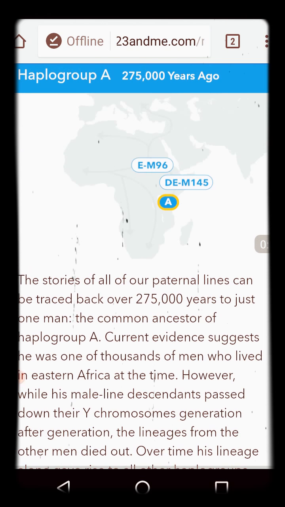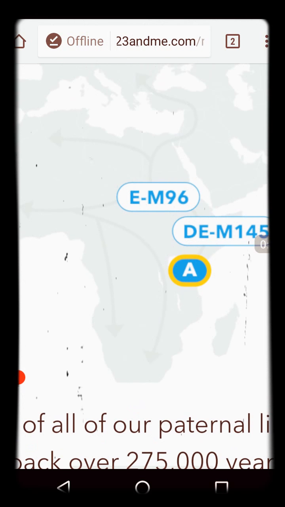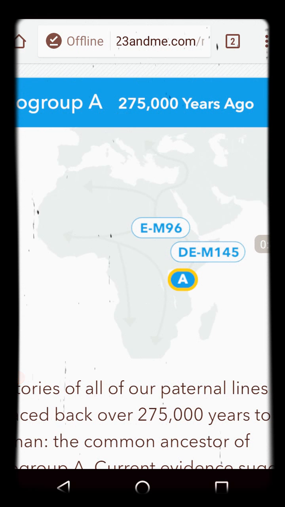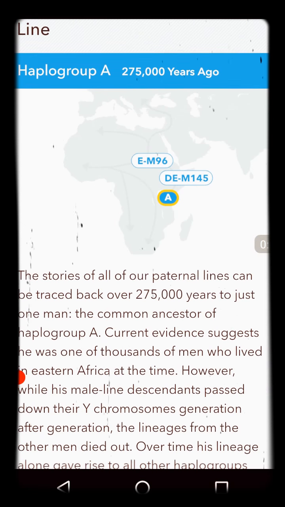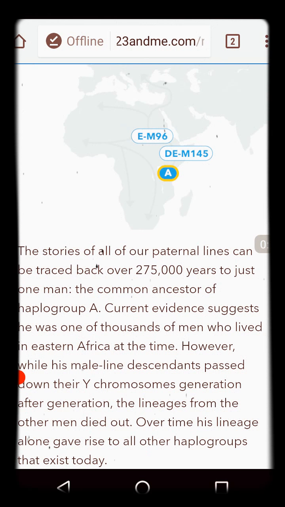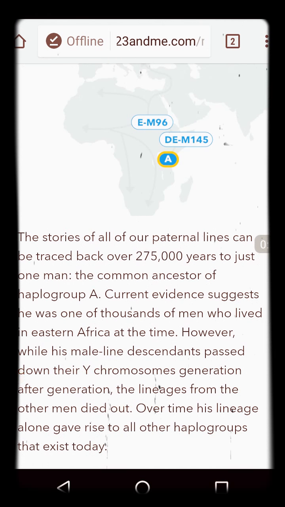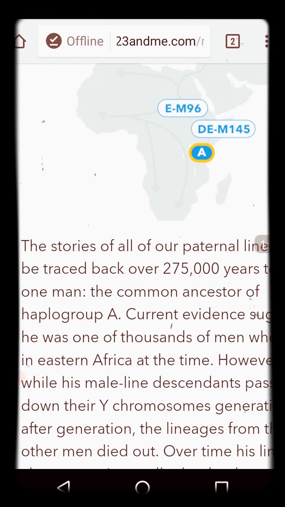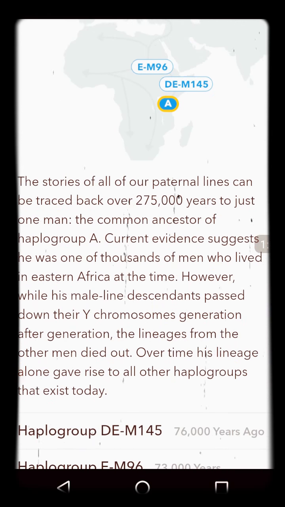I guess it's important to point out that A is the original mutation of all the modern humans, okay? So all modern humans started with that man right there who was Adam. That A haplotype is for Adam. Then you see those mutations, DE-M145 and E-M96, the branches that continued on from Adam and which led to my branch today, which we're getting to now.